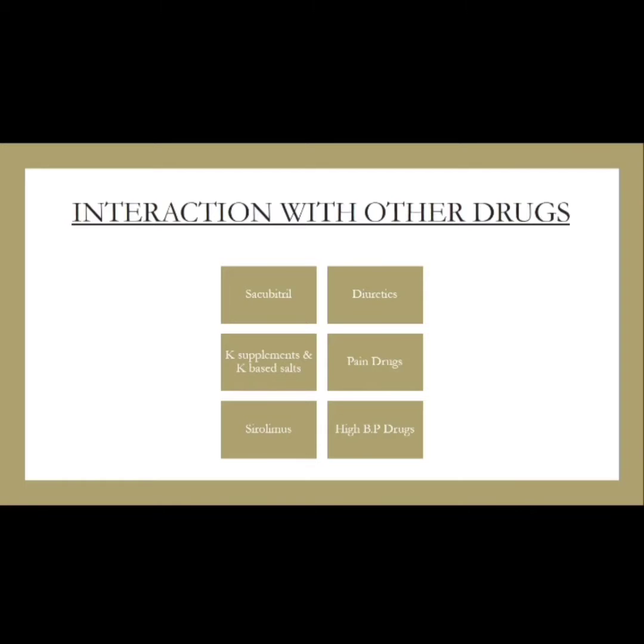Next is the interaction of captopril with other drugs. There are several drugs which show a negative interaction with captopril. Some, if given with captopril, show the risk of angioedema. Diuretics can decrease blood pressure. Potassium and potassium-based salts can increase the blood potassium level. Pain drugs along with captopril can decrease kidney function. Sirolimus, which is a drug used to prevent organ transplant rejection, can cause severe allergic reactions. And lastly, high blood pressure drugs like losartan and valsartan, along with captopril, can cause low blood pressure, increased potassium levels, and kidney problems.